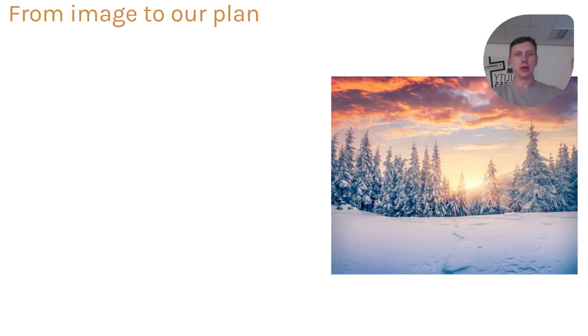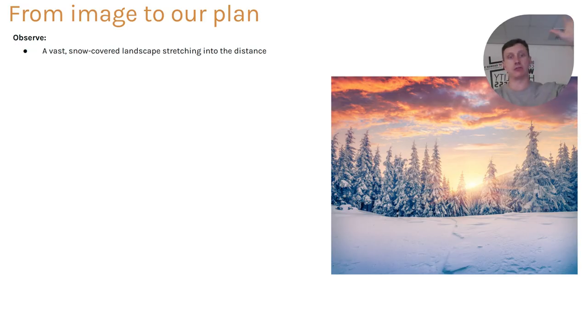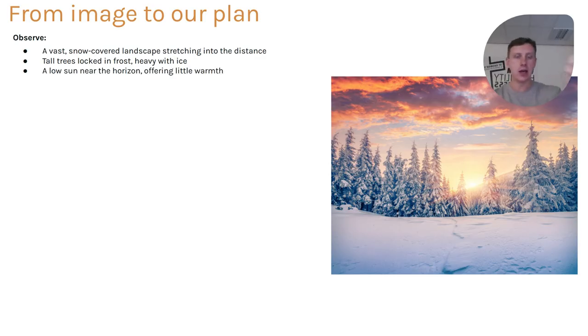Okay, so from image to plan, we start, of course, with what we can observe. What can we see? We can see a vast snow-covered landscape. We can see the way it sort of stretches off into the distance. We can see trees that are absolutely locked in frost and snow, heavy with ice. The sun is low in the sky. Clearly, in this environment, it's offering very little warmth. There's cold light filtering through the forest. It's going to be rather weak.